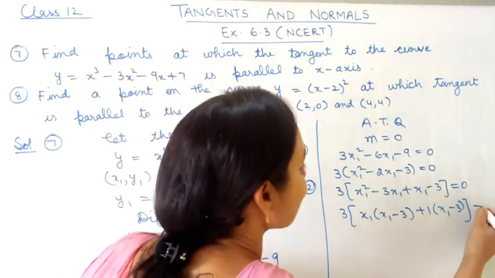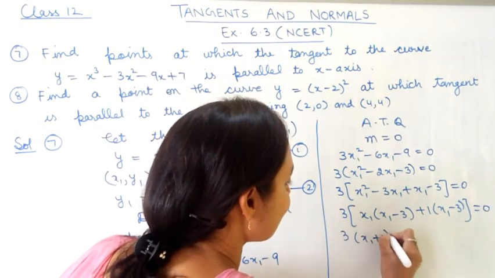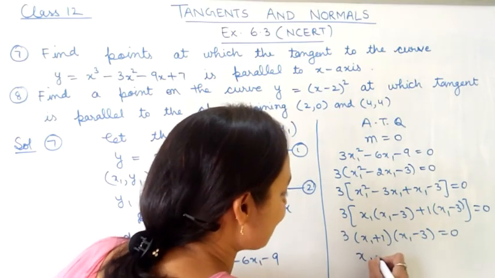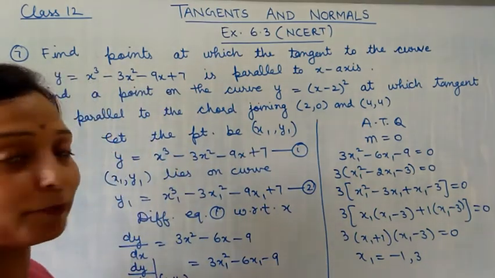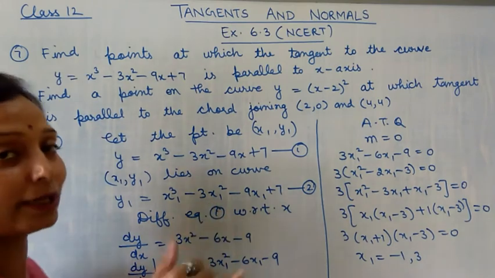Okay, so we have two factors. First is 3(x + 1) and (x − 3) = 0. That means x has two values, −1 and 3. Now I will put the values of x in equation number 2 one by one.